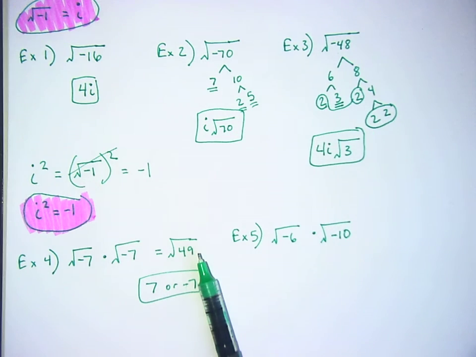And yes, there is an or, and the reason why is because you could see that the original problem had negatives underneath it. It could be a negative or a positive when you're simplifying.